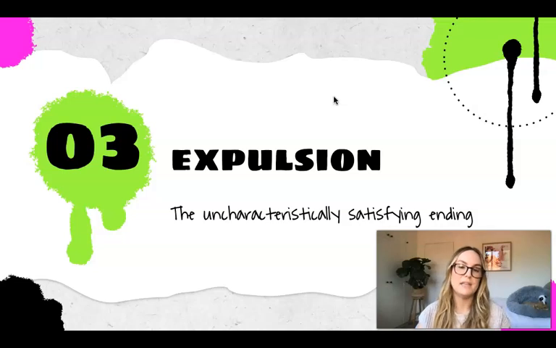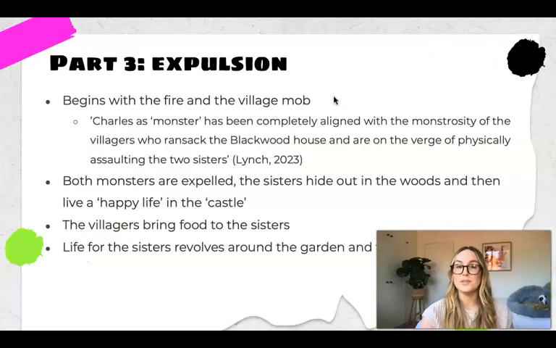Now finally, we have the expulsion, and usually in a Gothic text, the endings aren't super satisfying, but I think in this text, it actually is quite a satisfying ending. We have that fire that I've already mentioned and the village mob, and I think Lynch puts it beautifully here when she says that Charles as a monster has been completely aligned with the monstrosity of the villagers, who ransack the house and are on the verge of actually assaulting the sisters. Both monsters are expelled, the sisters hide out in the woods, and they then move back into the house and live what they call a happy life.